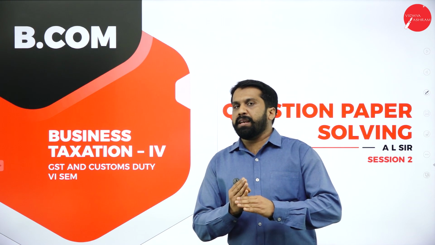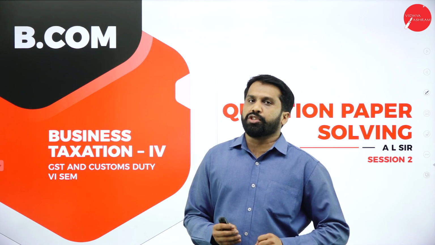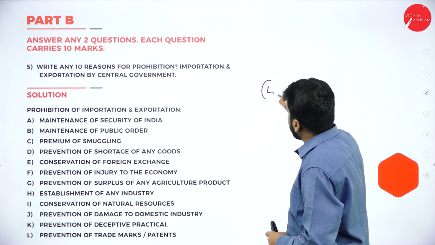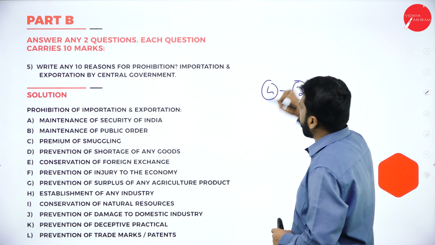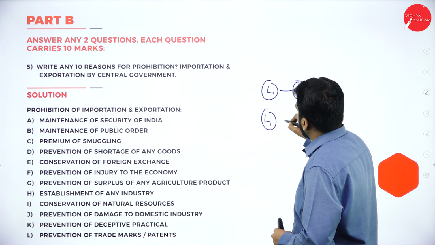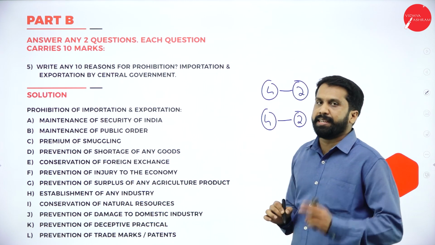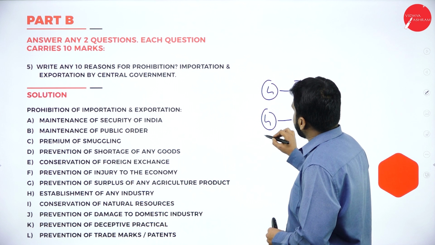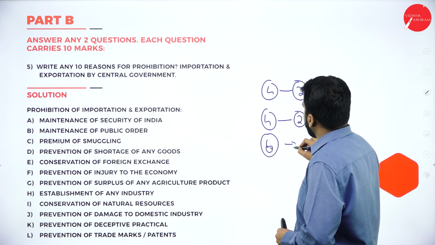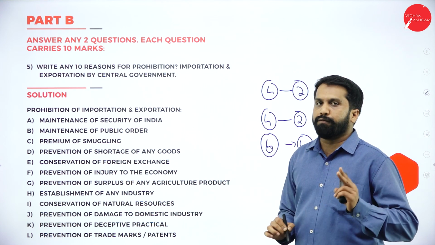Now, the main logic in your examination. Part A you have 4 questions. Out of 4 you are supposed to attend any 2. Part B again out of 4 you are supposed to attend any 2. Part C again you will be having 6 questions. Out of 6, you are supposed to attend any 4.